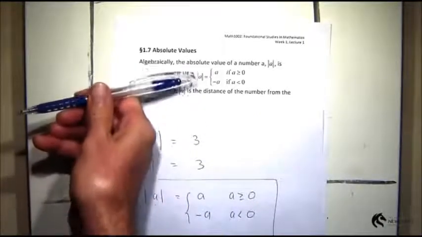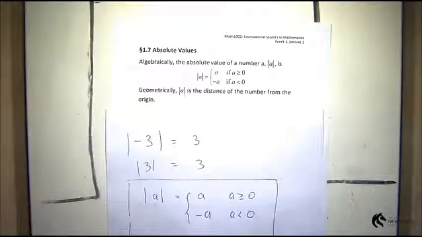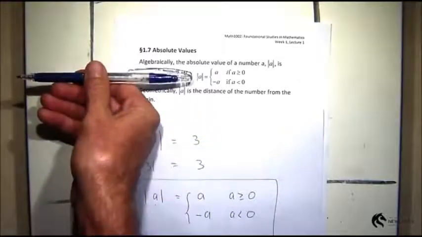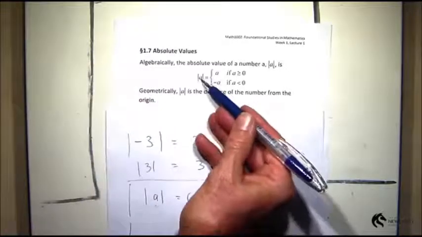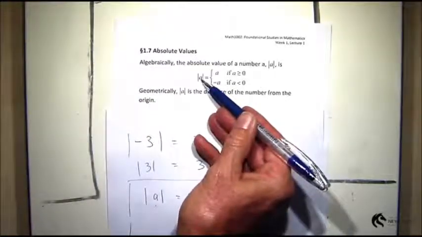To a mathematician, this looks really simple. To people just beginning, it looks overly and unnecessarily complicated. But it is a very precise and unambiguous way of writing absolute value when you don't quite know whether A is positive or negative.